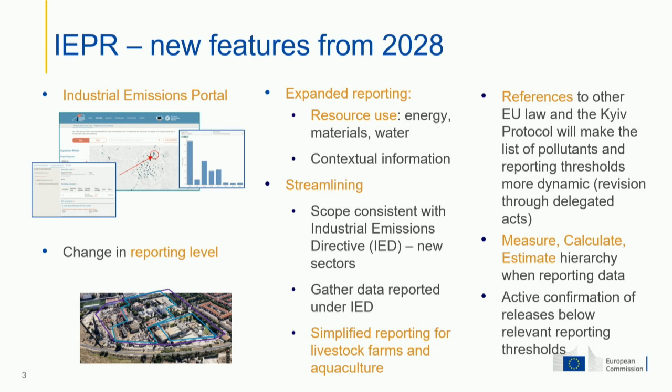So as soon as the Kyiv Protocol captures desalination, it will give us a chance to change the European provisions. Then, thinking about harmonization of data and quality of data, the hierarchy of quantification is: measure, calculate, and only if not possible, the operators would estimate the emissions, the releases. We'll be asking the operators to actively confirm that releases are below the threshold. Currently, we don't know whether there are any emissions or not. Now we will know that there is emission, but it's below the threshold.